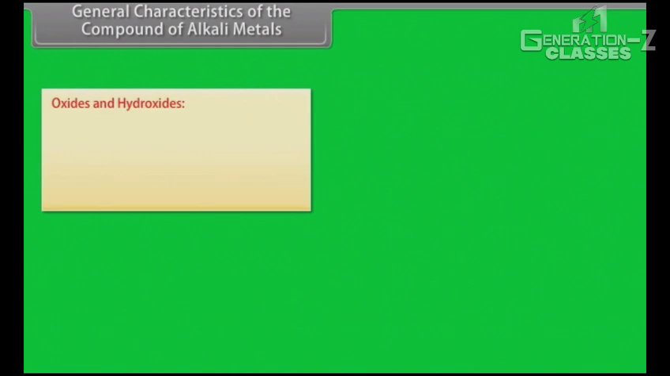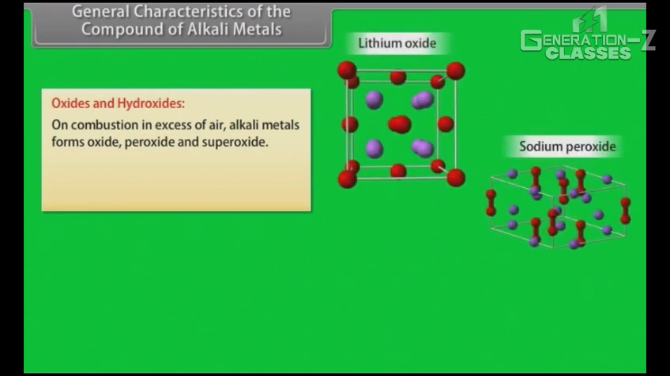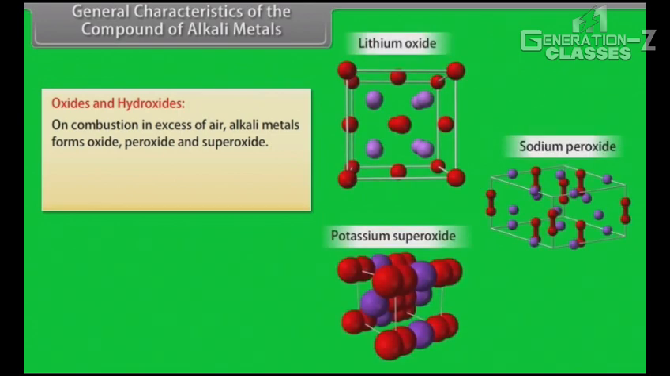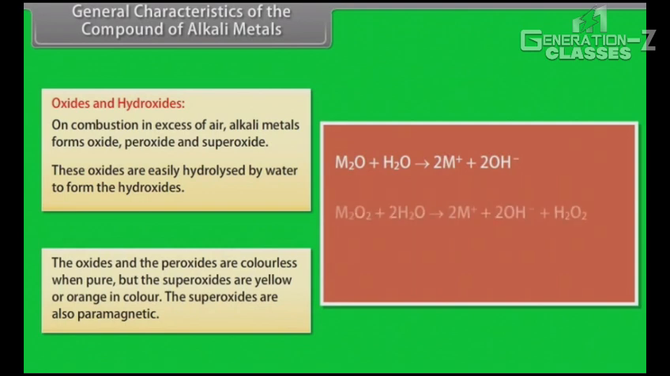Oxides and hydroxides. On combustion in excess of air, alkali metals form oxides, peroxides and superoxides. These oxides are easily hydrolyzed by water to form the hydroxides. The oxides and peroxides are colorless when pure, but the superoxides are yellow or orange in color. The superoxides are also paramagnetic.